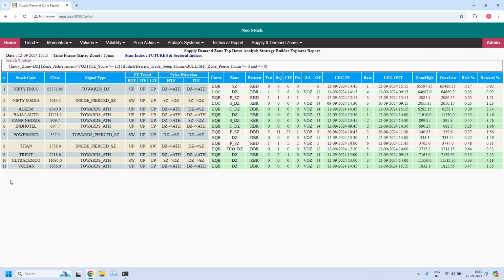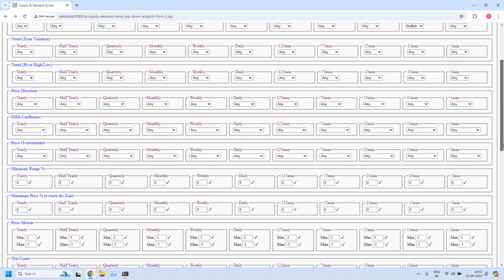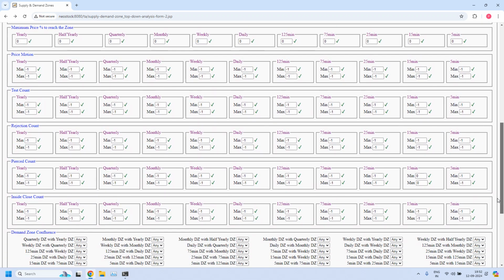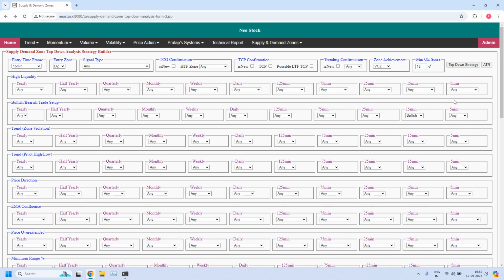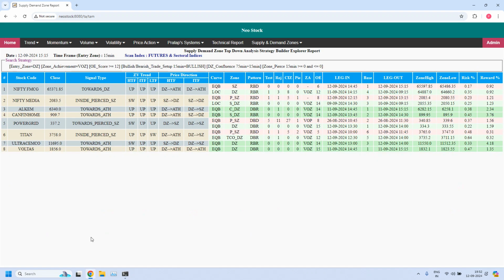Now let's verify if any of these zones are having an ITF confluence, that is 15 minutes and 75 minutes demand zone confluence. So in the demand zone confluence, I am enabling the filter 15 minutes demand zone with 75 minutes demand zone. Now let's filter. So out of 11, 8 stocks are part of the 75 minute zone. 15 minute zones are part of 75. And 75 minutes ITF trend is uptrend.